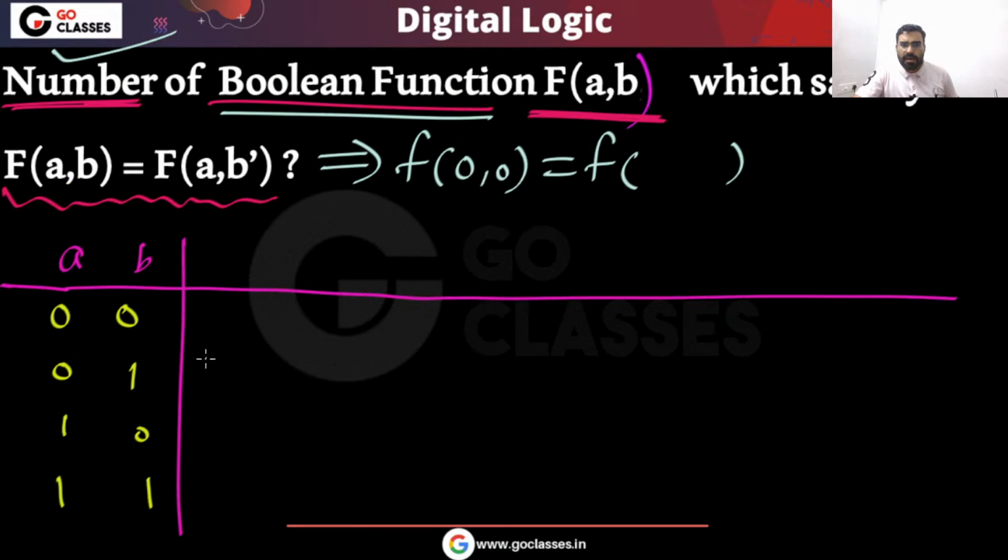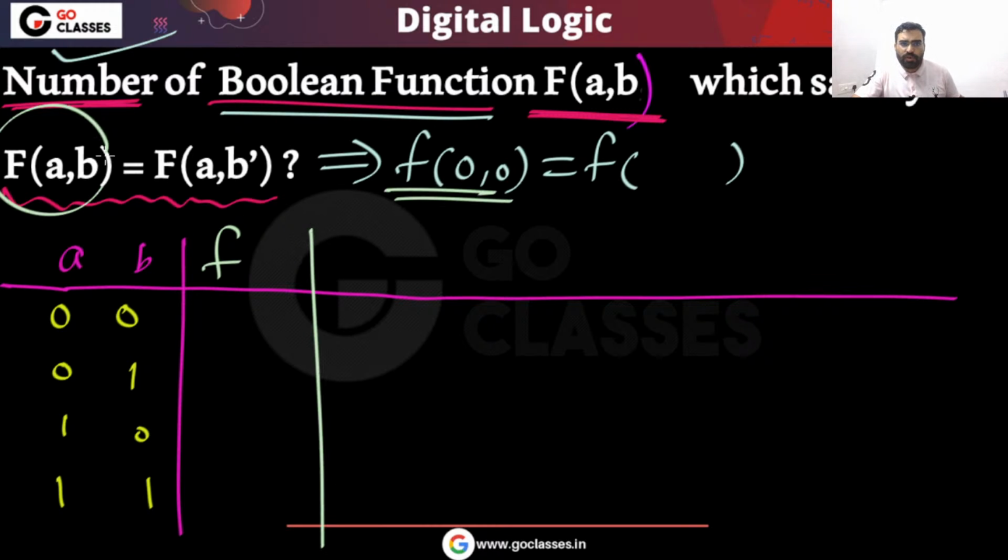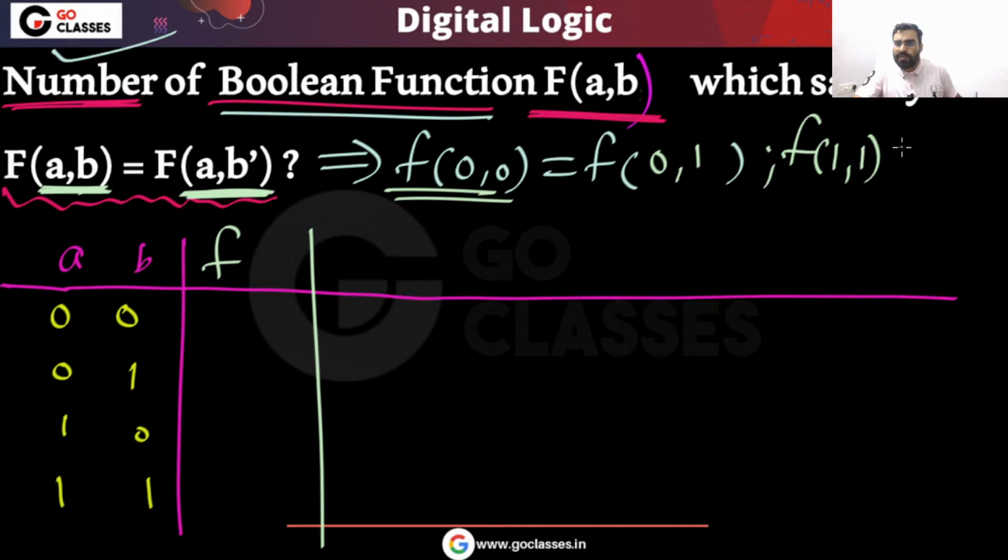The value of the function for a, b should be the same as the value of the function for a, b bar. So f(0,0) should be the same as f(0,1), and f(1,1) should be the same as f(1,0). This is the question. First, you understand the question. If you understand the question, you can solve it. Okay, so this is the idea, this property. Did you understand this property?